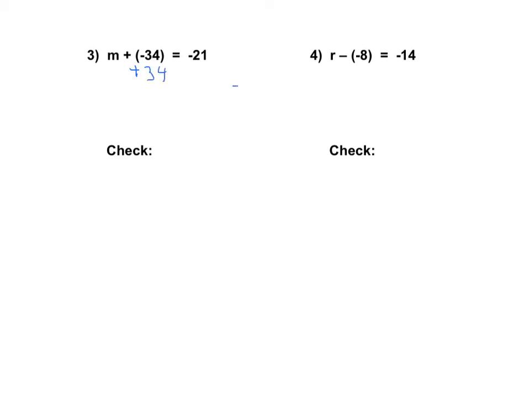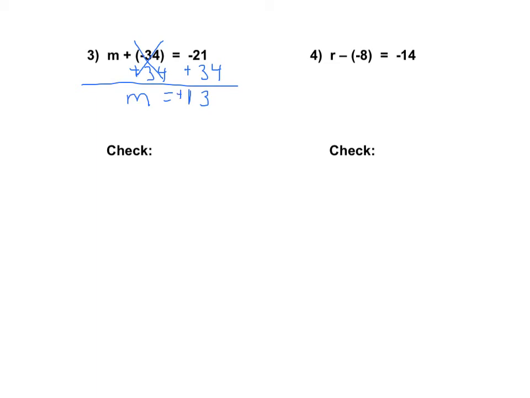Whatever I do to one side, I have to do to the other. So I'm going to do a positive 34. If I add a positive 34 to a negative 34, I'm canceling that out so that I get m alone. Then I do the same thing to the other side. I have a negative 21 and a positive 34, a positive plus a negative, so I subtract the numbers, and I get 4 minus 1 is 3, 3 minus 2 is 1, and the biggest number was positive, so I'm going to put a positive sign there.